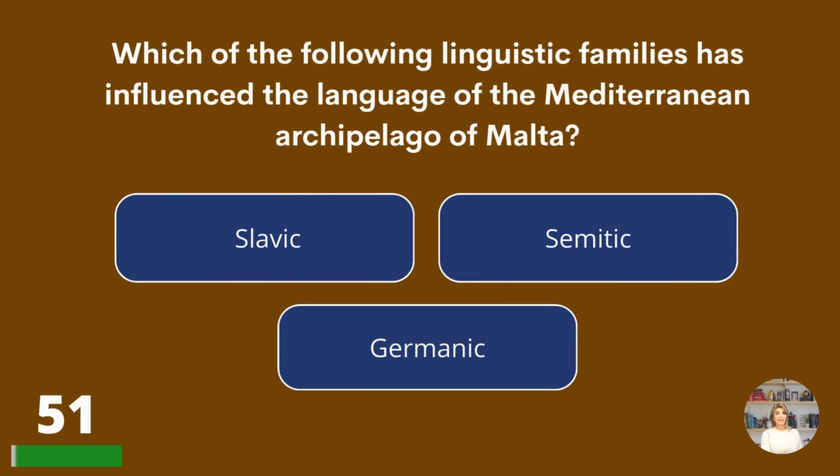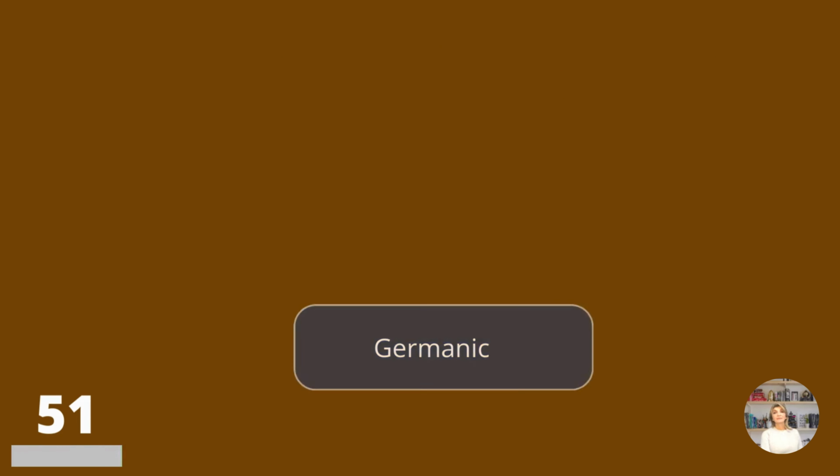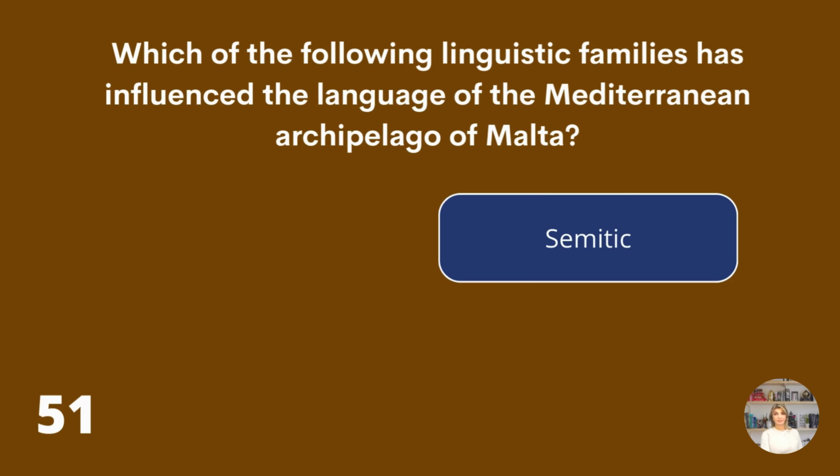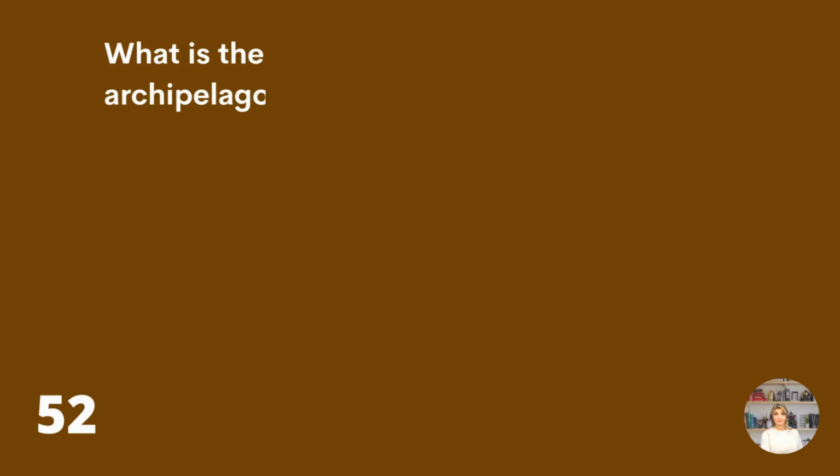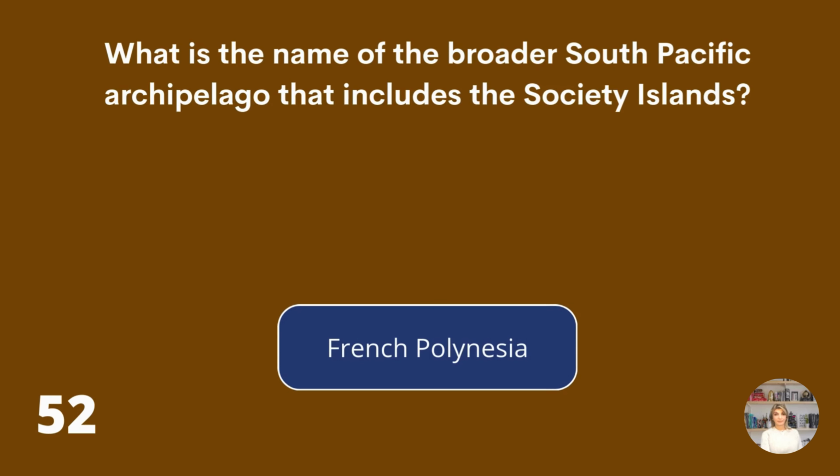Which of the following linguistic families has influenced the language of the Mediterranean archipelago of Malta? Slavic, Semitic, or Germanic? Semitic. What is the name of the broader South Pacific archipelago that includes the Society Islands? Tonga, Samoa, or French Polynesia? French Polynesia.